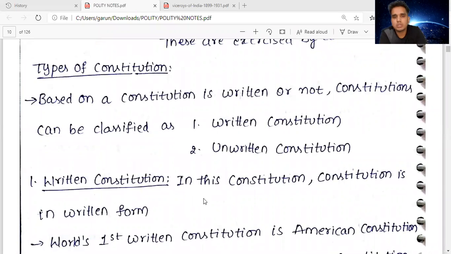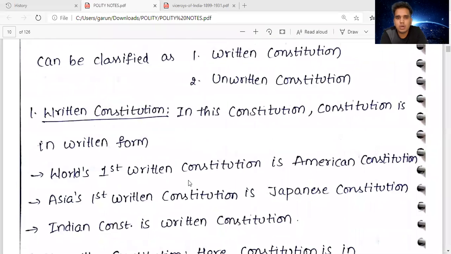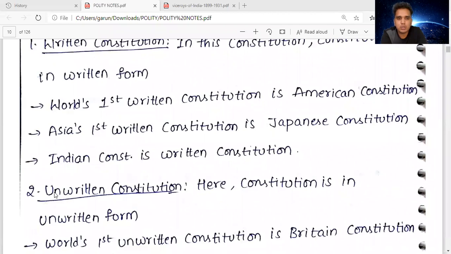Written constitution is in written form. The world's first written constitution is the American Constitution. The Asia's first written constitution is the Japanese Constitution. The Indian Constitution is a written constitution.